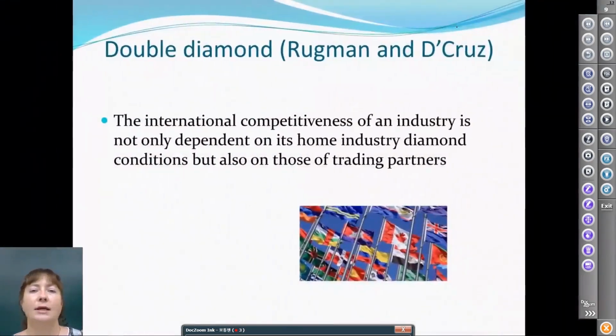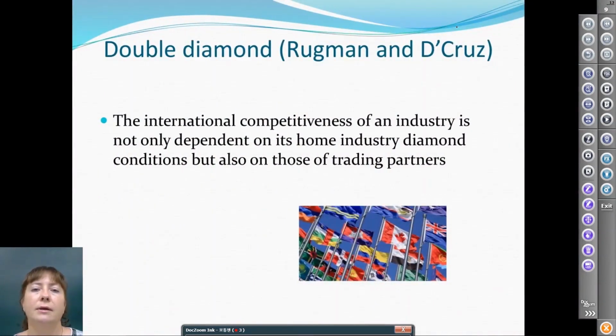Okay, the next one. Not only the concept of Michael Porter helps us to investigate the global area, but there is also another model, by Rugman and Cruz. They tell us that the international competitiveness of an industry, and we are talking about high-tech industries, is not only dependent on its home industry diamond conditions, presented by Michael Porter, but also on those of trading partners.